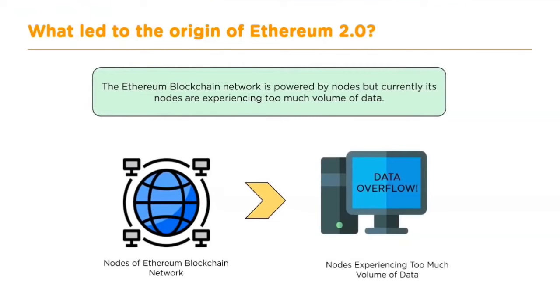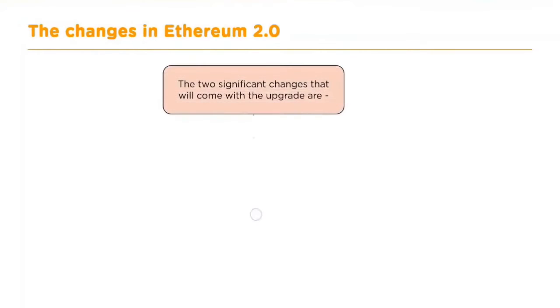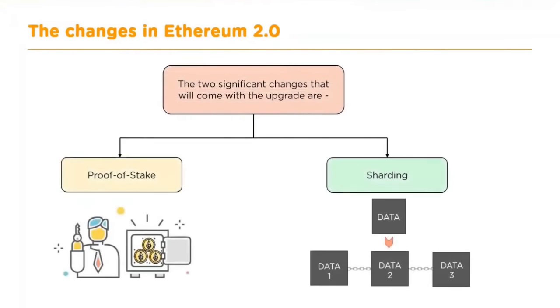Nodes power the Ethereum blockchain network, but currently its nodes are experiencing too much volume. Although, the programmers working on the upgrade have claimed that making its nodes bigger wouldn't be practical. Ethereum 2.0 intends to make the network more scalable to handle all of the activities on the Ethereum network. That makes us wonder, what are the changes in Ethereum 2.0? The two significant changes that will come with the upgrade are adopting proof of stake and sharding.